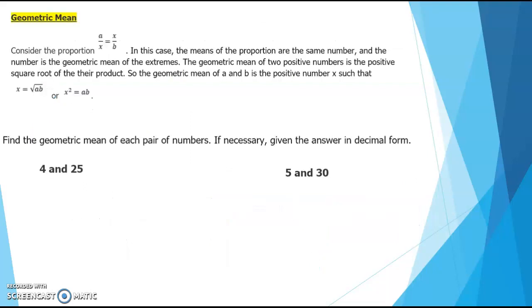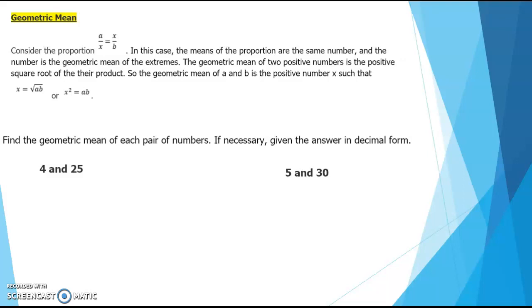Our second concept of this lesson is a geometric mean, and eventually you'll see that both of those concepts will come together. So if I consider the proportion A over X equals X over B, in this case, the means of the proportion are the same number, and the number is the geometric mean of the extremes. The geometric mean of two positive numbers is the positive square root of their product. So the geometric mean of A and B is the positive number X, so that X equals the square root of AB.